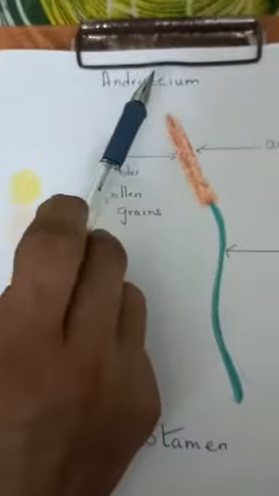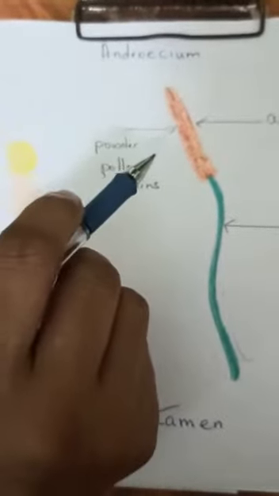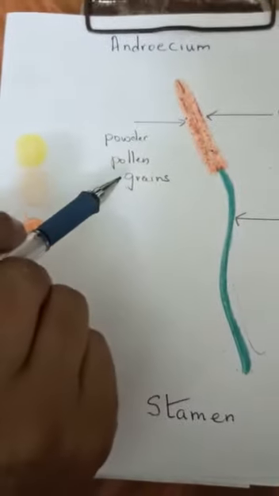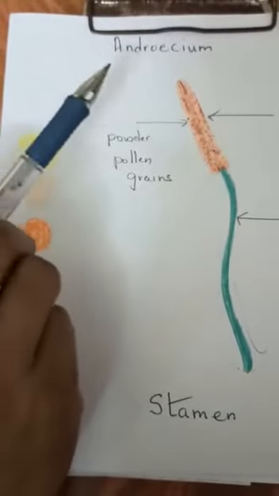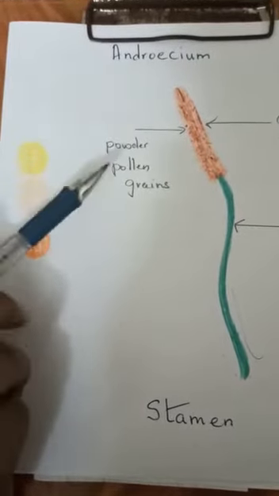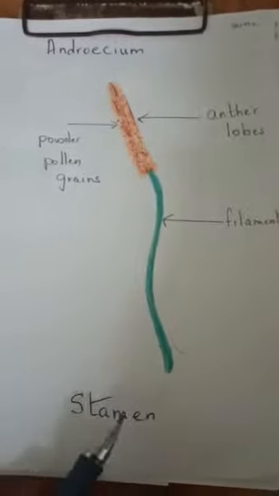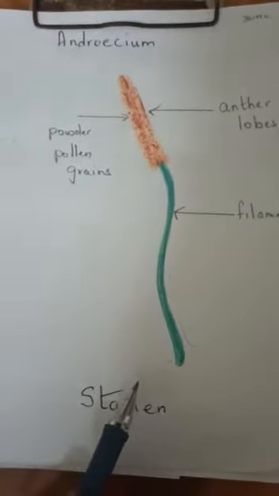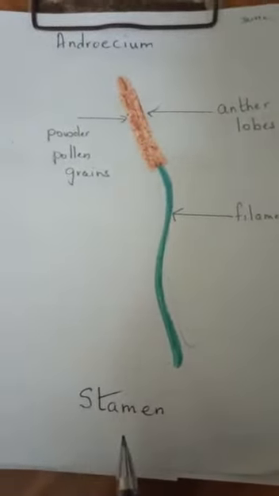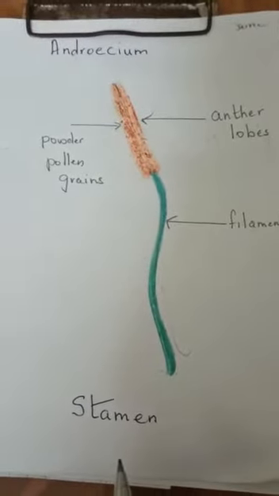Androecium. Androecium is the male part of a flower. It is the third whorl. Its members are called stamens. Generally, the number of stamens will depend upon the number of petals. That is, if there are 4 petals, there will be 4 stamens.